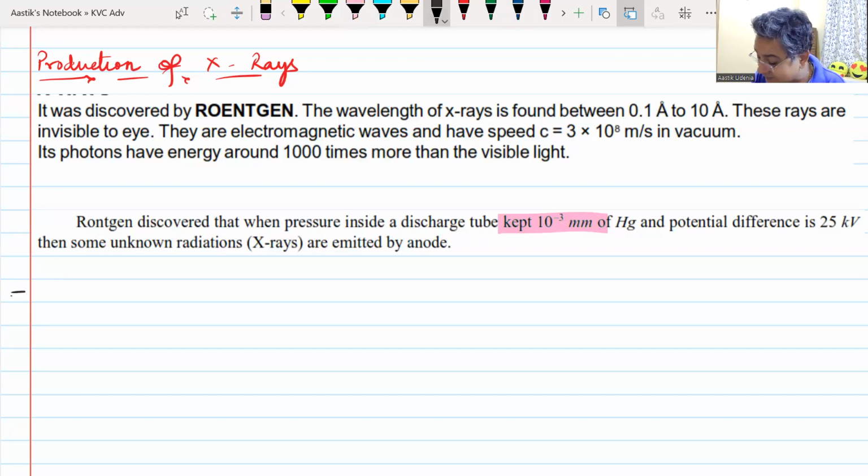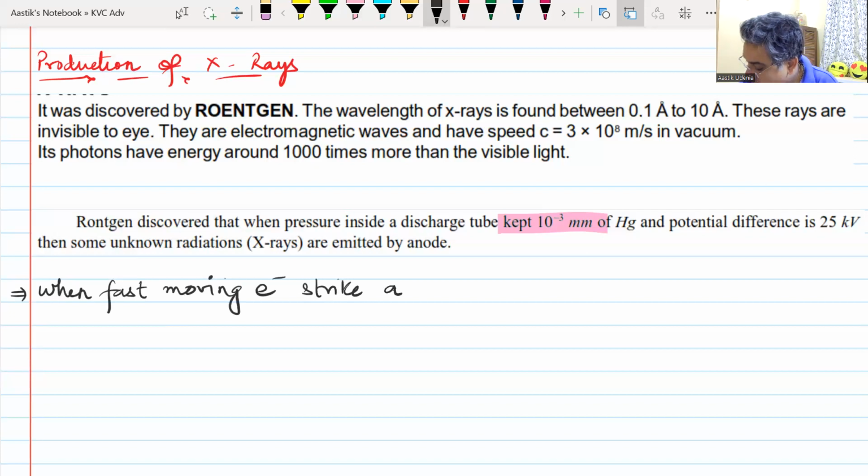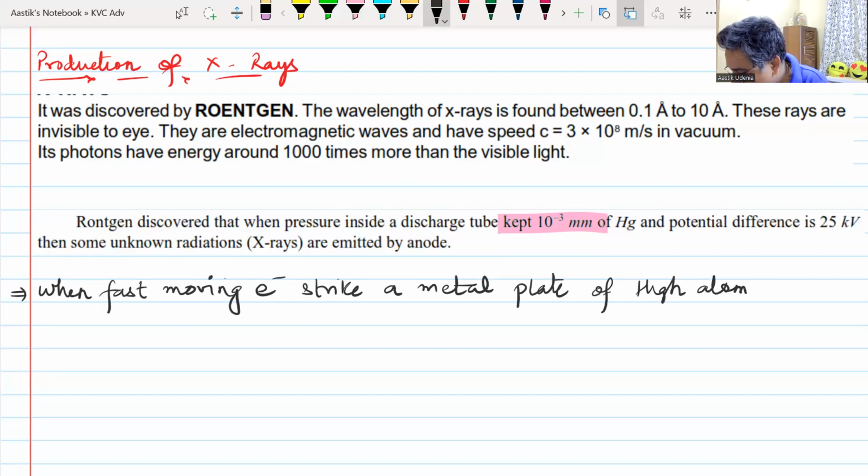The basic premise is like this: when fast moving electrons strike a metal plate of high atomic weight, a target material whose atomic weight is high, X-rays are emitted.